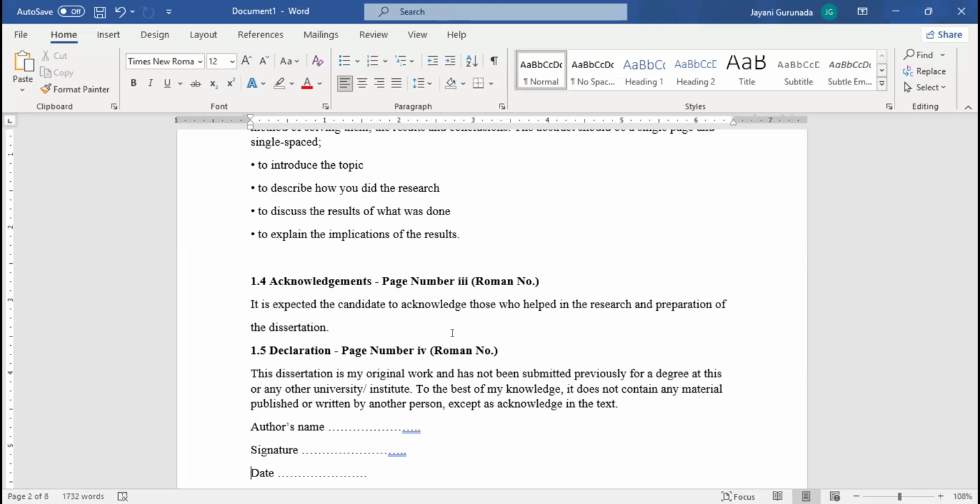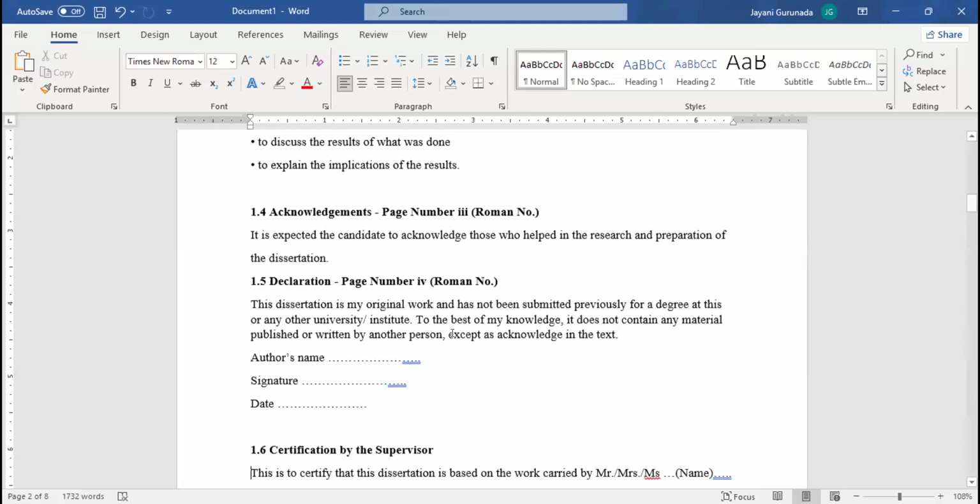So here, the page is Roman number 3. Acknowledgement is also page number 3. There you have to write to whom you should offer your gratitude for helping you to prepare this thesis. Who helped with this, you have to show your gratitude in the acknowledgement. So go to Google and find a thesis, then you can find how they have written the acknowledgement.